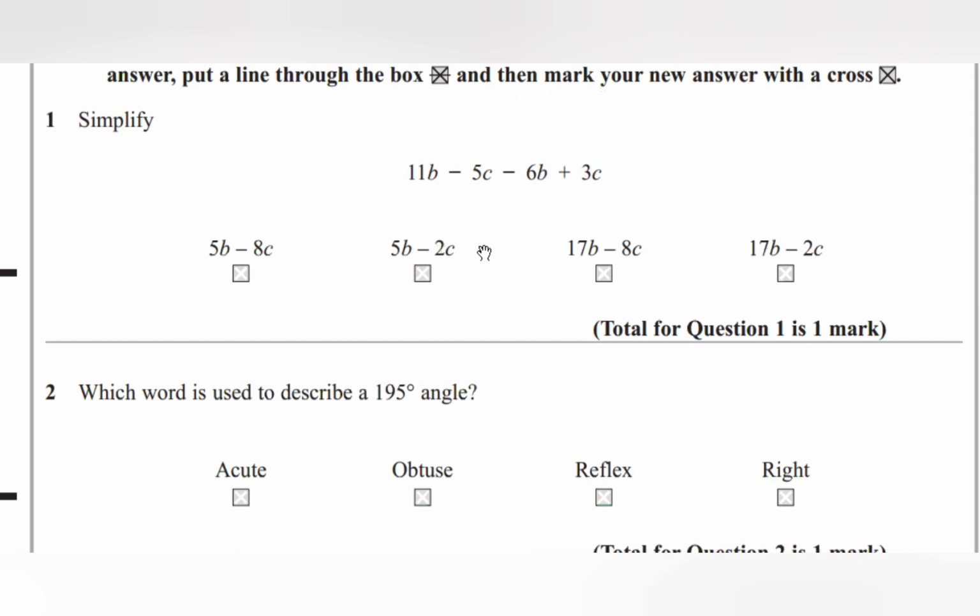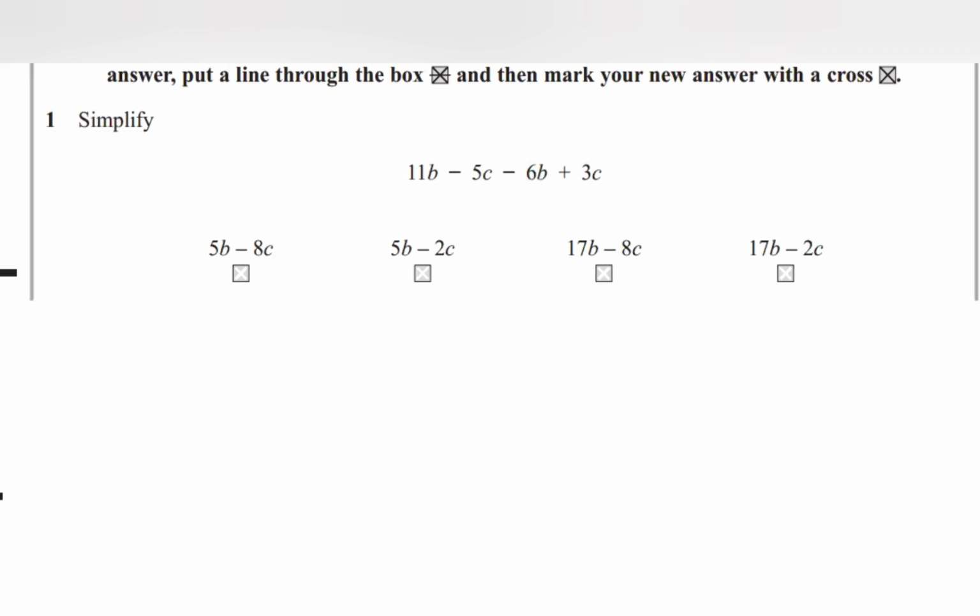And by simplifying, it means find the like terms and add them, subtract them together, and then you'll end up with the last simplified expression. Now we have 11b here. Let's find the like terms. We have 11b and minus 6b. These are the same, so we're going to work them out together. So 11b minus 6b, 11 minus 6 equals 5. So it's 5b.